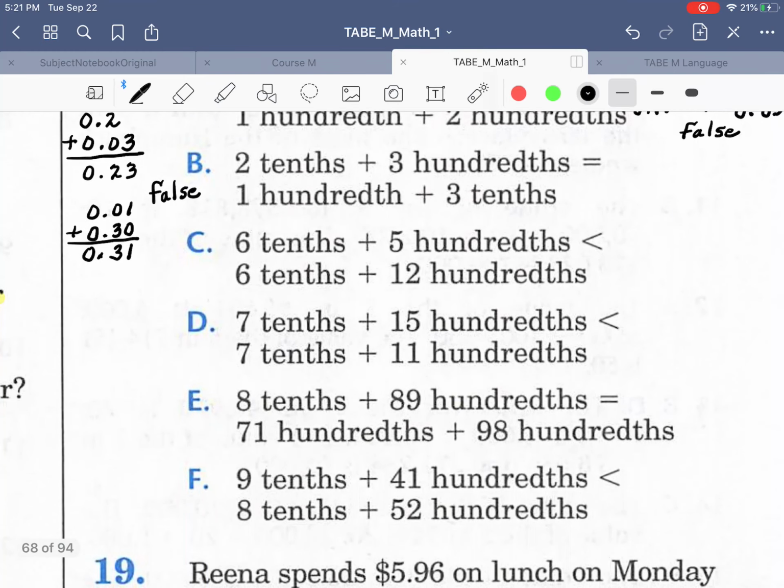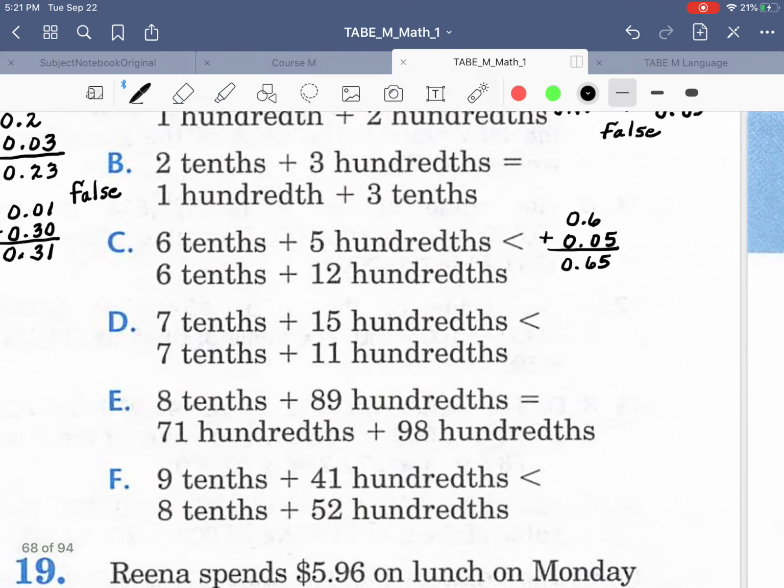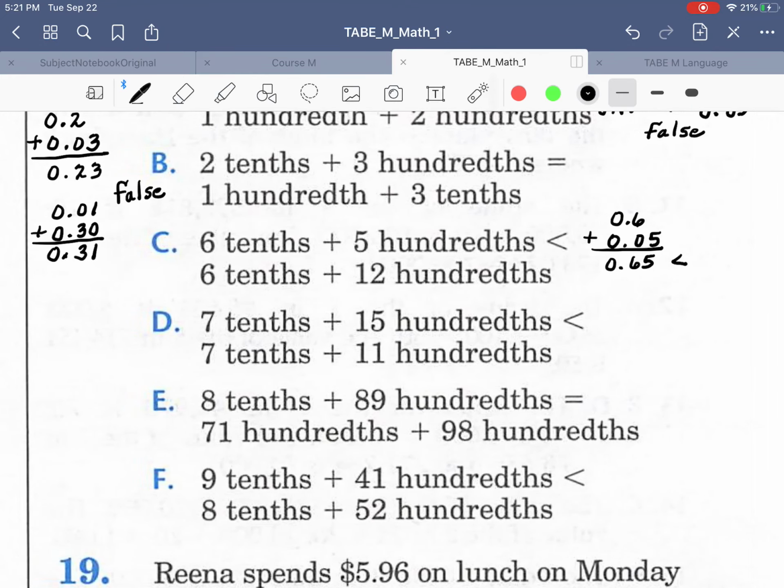C, 6/10 and 5/100ths is less than 6/10 and 12/100ths. That is a true statement. So let's go ahead and mark that one. Remember, we need 3 of them.